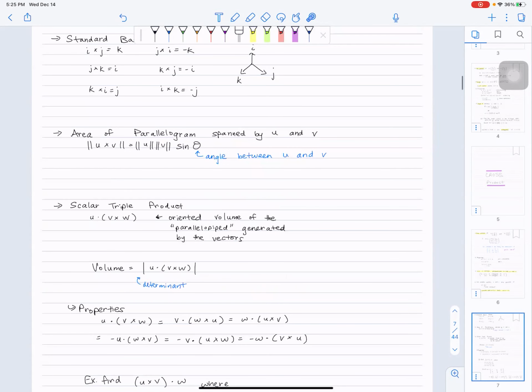If you want to find the area of a parallelogram, that also turns out to be the cross product, but you take the length of the cross product. Or you can also do the length of u times length of v times sine of theta, where theta is your angle between the two vectors you're choosing.